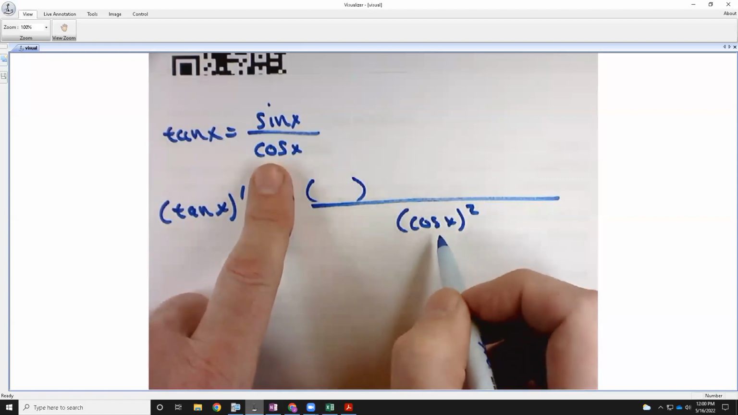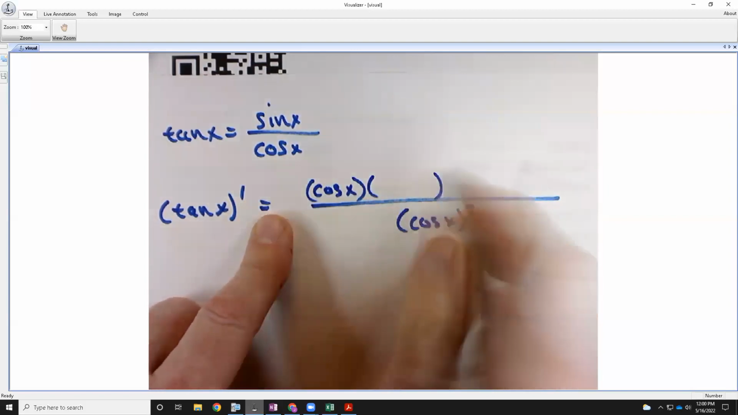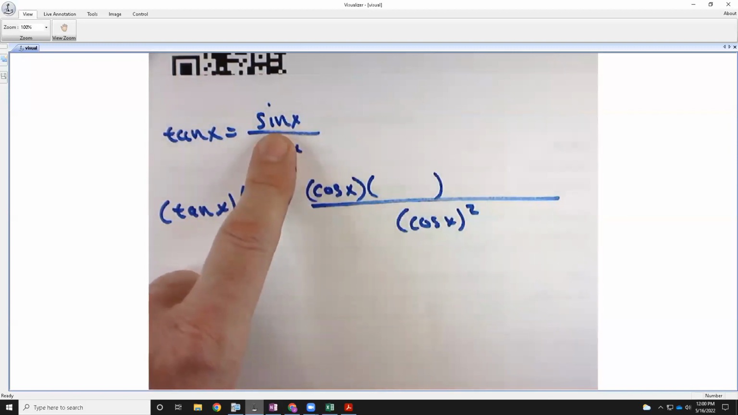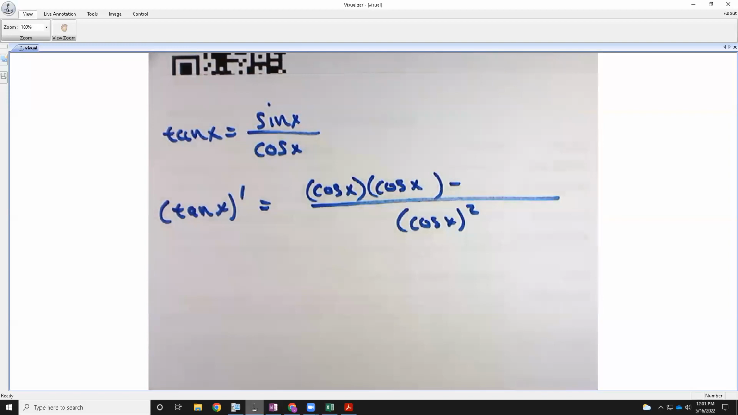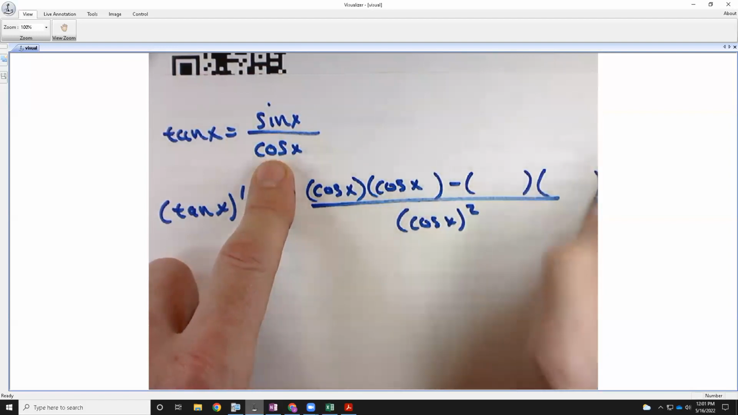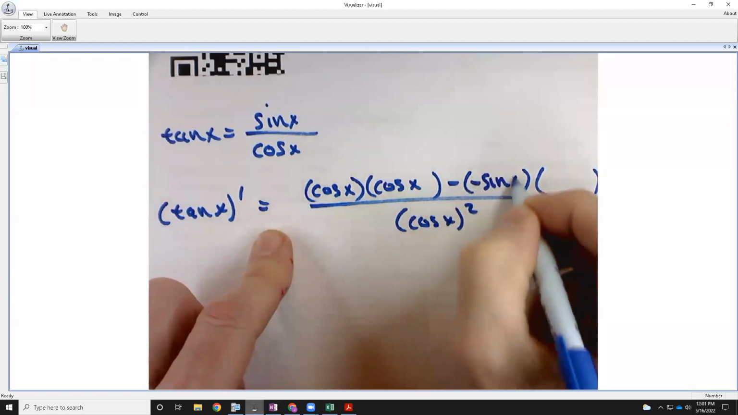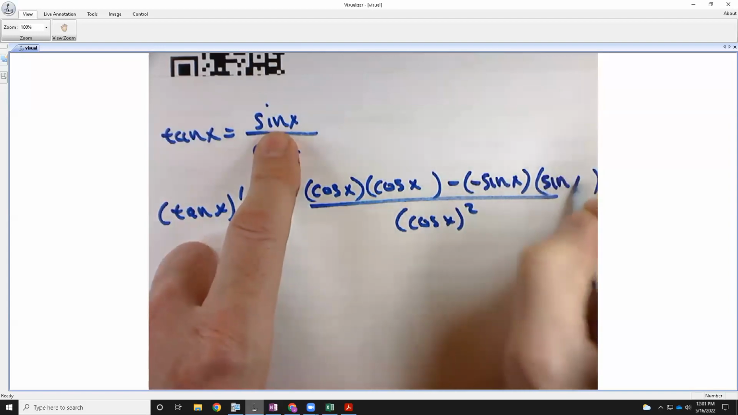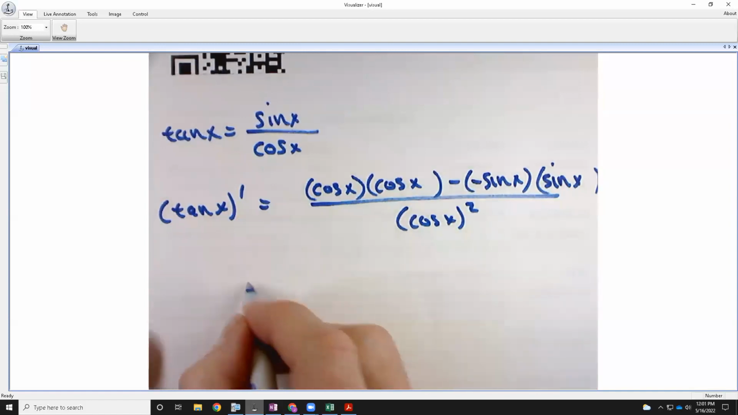So square of the denominator, and then the denominator times the derivative of the numerator. So what's the derivative of the numerator here? Cosine x. Awesome. Minus the derivative of the denominator, and let's be careful here. Derivative of cosine of x is, it's not sine of x. Yeah, thank you. Negative sine of x times the numerator, which is sine of x. Nice. Now let's clean this up a little bit because we can.